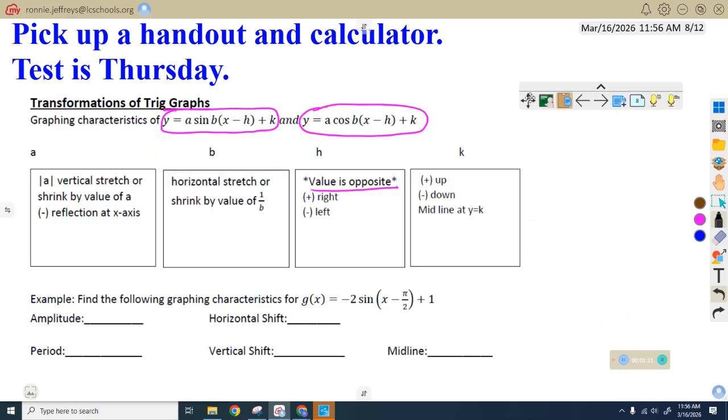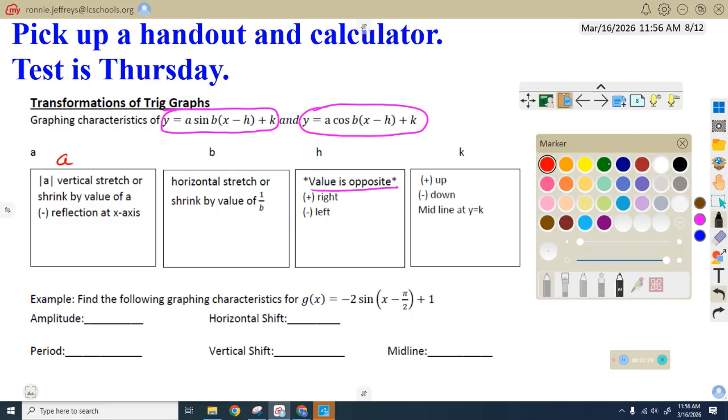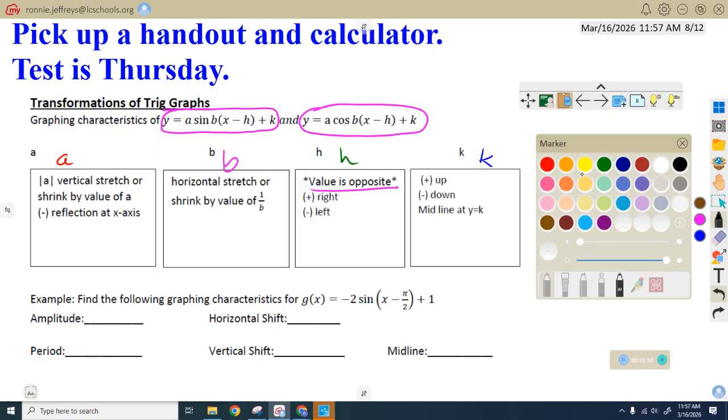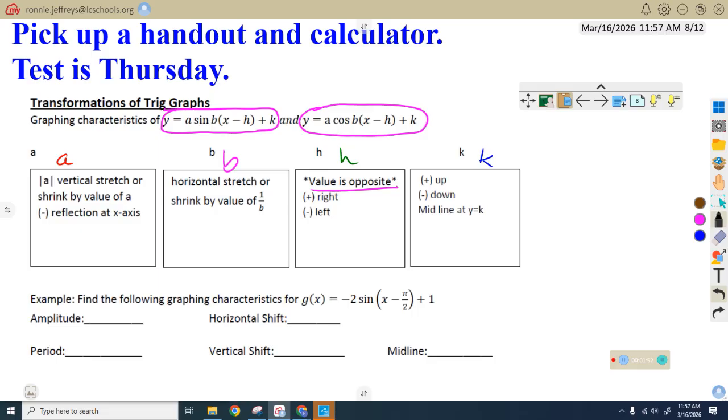All right, so if I were you, let's color code these. A is usually red. H is usually green. K is usually blue. And then B, what color y'all want B? Pink? Yellow doesn't show up that great. Now here's the thing. They're actually in alphabetical order as we read from left to right.